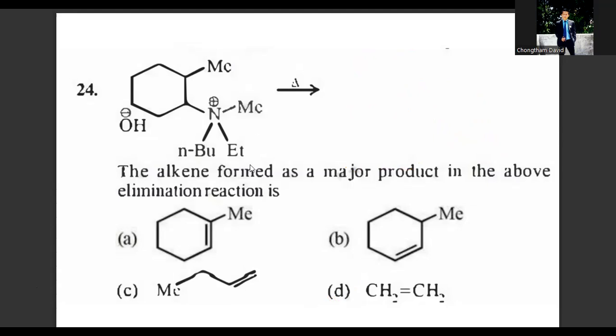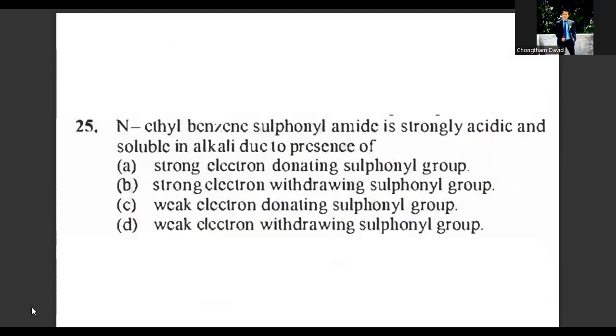Question number 25. An ethylbenzene sulfonamide is strongly acidic and soluble in alkali due to the presence of the strong electron-withdrawing sulfonyl group. This will be your answer.